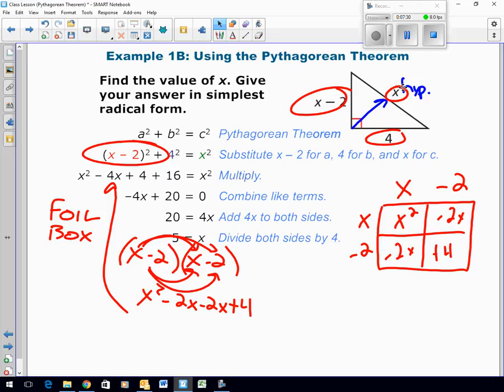I combine like terms over here. I get negative 4x plus 20. What happened to my x squared? Oh, they added x squared to both sides. Then they added 4x to both sides. Then they divided both sides by 4. They get 5 equals x.